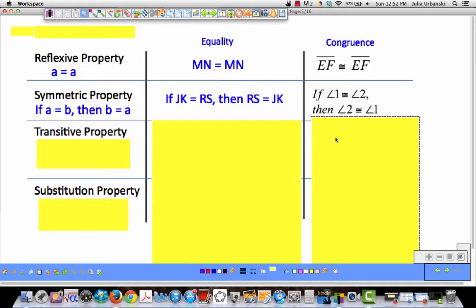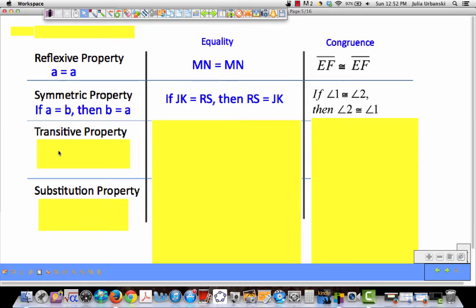Congruence will be similar except that they use a congruent sign instead of an equal sign. If angle 1 is congruent to angle 2, then you're allowed to say that angle 2 could be congruent to angle 1. Just flipped around. Two separate equations just turned around.